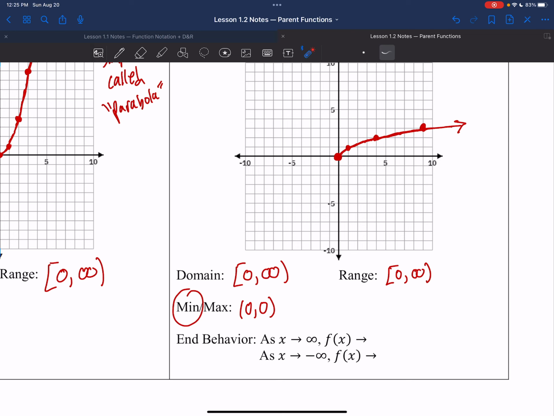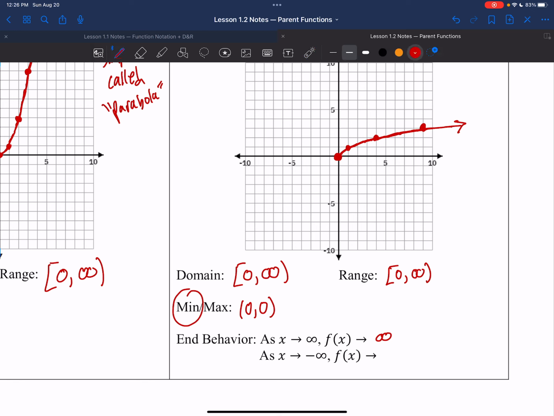As x goes to infinity, so as I go to the right, what's going on? Well, as x goes this way, y goes up. So f of x goes to positive infinity. The next piece, though, says as x goes to negative infinity. Well, I shouldn't have typed this, because this is wrong to say. What happens as x goes to negative infinity? Nothing. There's nothing to do over here. Where's the end? It's at 0.